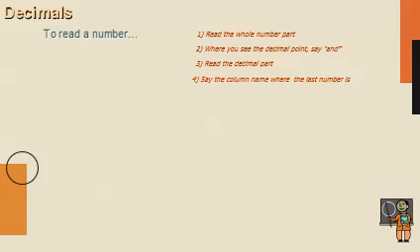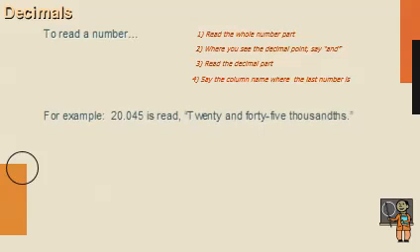Let us take an example in order to understand what we are trying to say. For example, look at this number. This number is 20.045. If I want to apply the steps, the first thing I have to do is to read the whole number. What's the whole number? It's 20. So we write 20. And I told you, instead of the point, you have to put and. And then you read the decimal part. What's this number? It's 45 only.